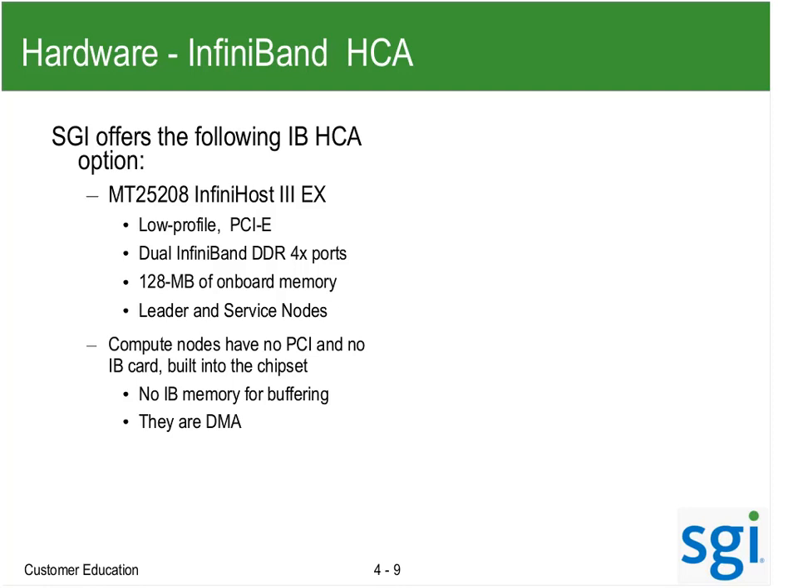So this card is a low-profile PCI card. It's got dual InfiniBand. Again, some of the ports have gone to quad instead of double data rate. It's got 128 megabytes of onboard memory, and is found in the leader and the service nodes. We are not putting HCAs in the admin node, so the admin node is not in the fabric. Number one, we don't need it there, so why waste the money? But number two, we usually need the ports for something else.